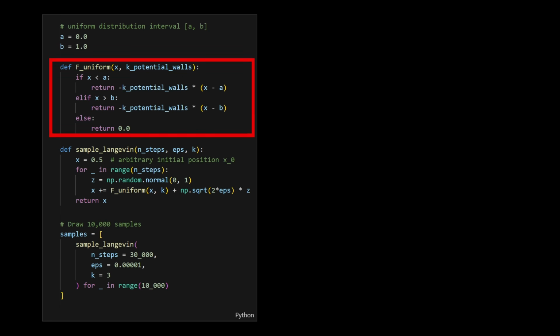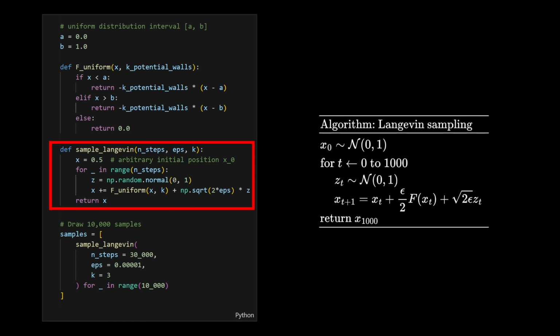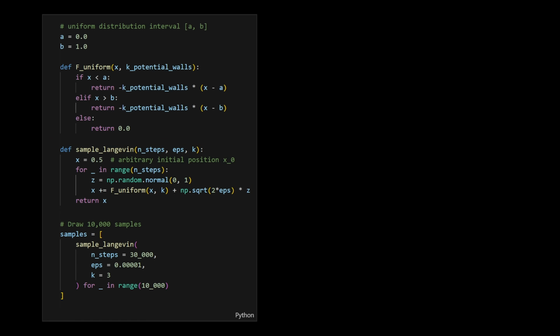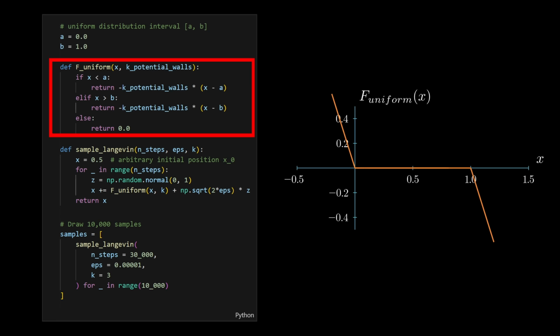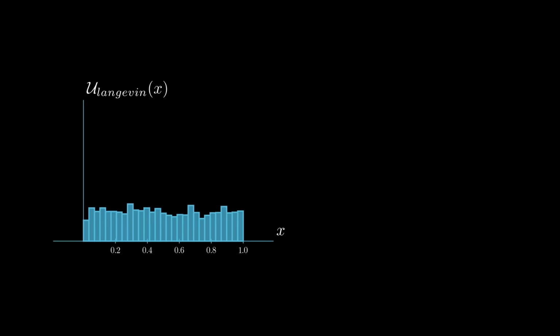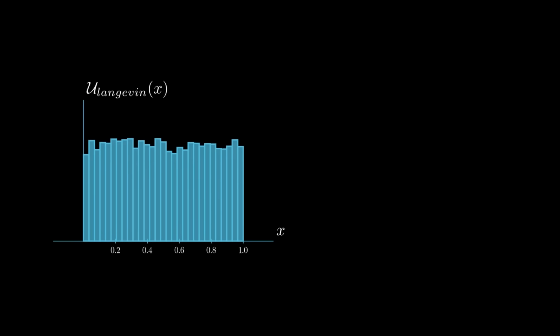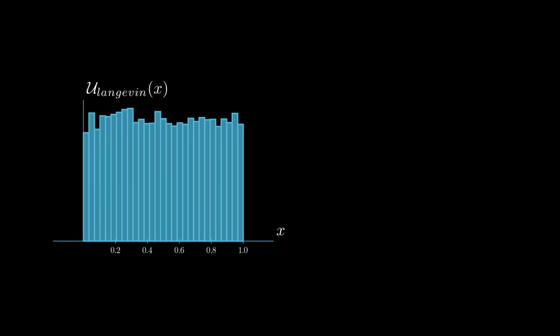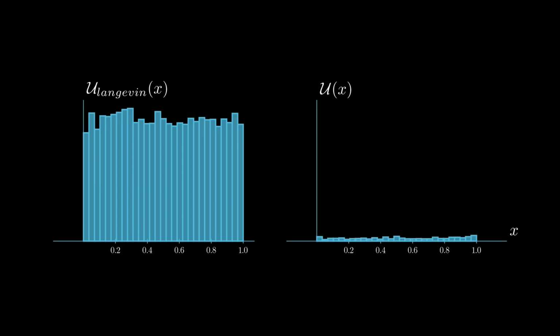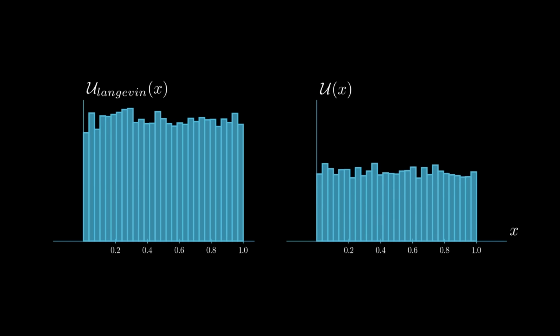I want to point out here that in no way was it obvious to me that this procedure, Langevin sampling, would lead to samples from a uniform distribution, especially since the F uniform term is just 0 everywhere, except in the places near the boundary. So this procedure amounts to simply adding samples from a normal distribution repeatedly. How could that process lead to a uniform distribution? But when you draw 10,000 samples using this program, the samples are unmistakably uniform. As a reference, here's 10,000 samples drawn using a true uniform distribution.